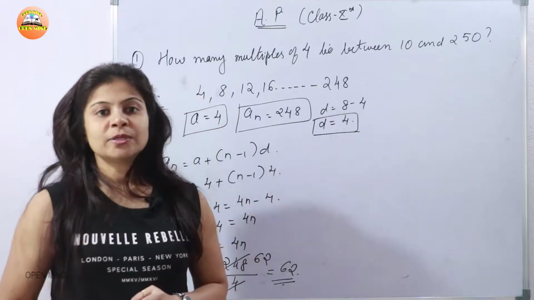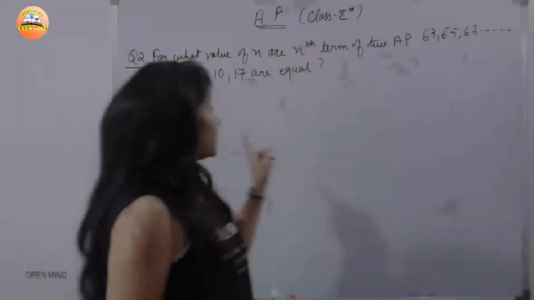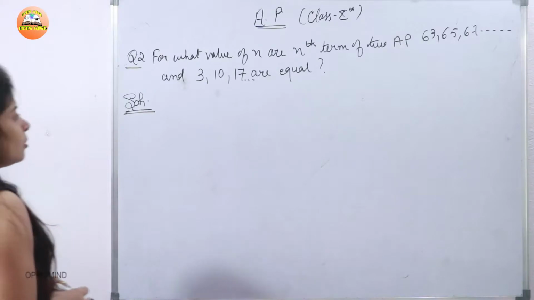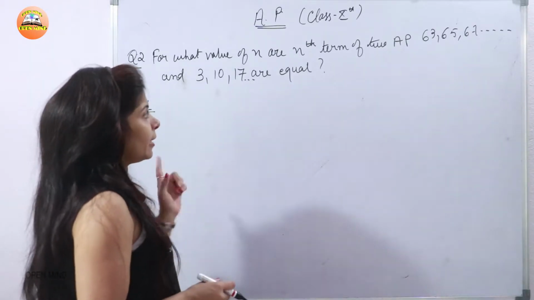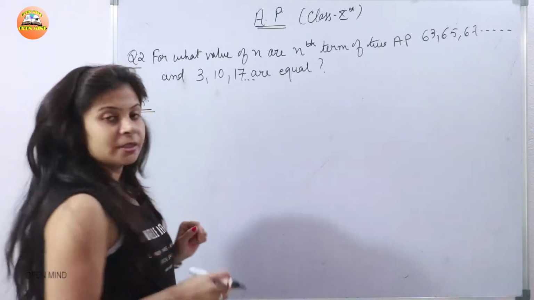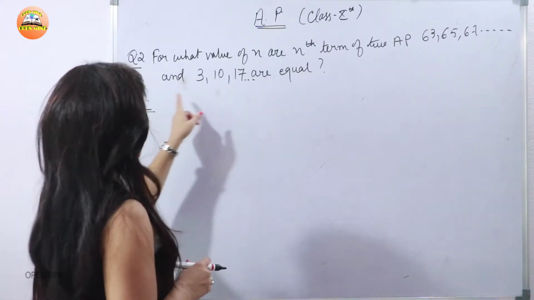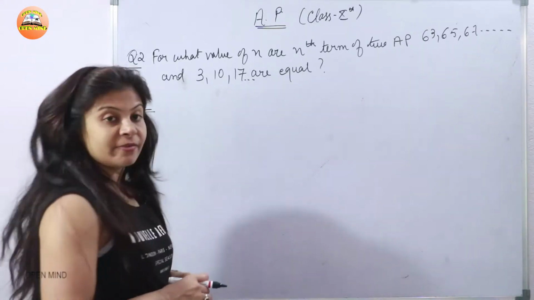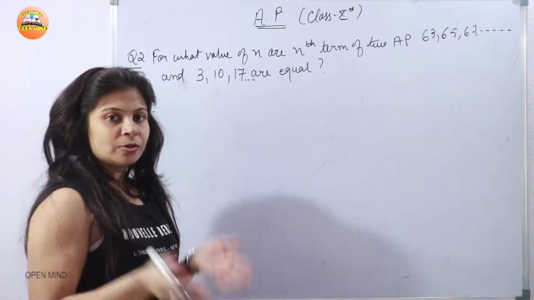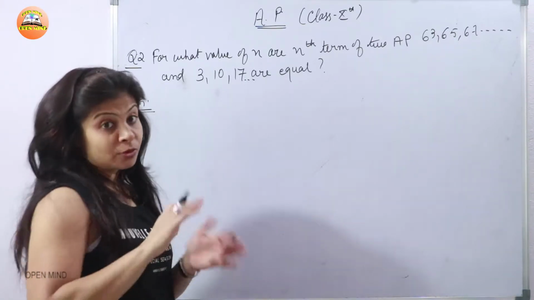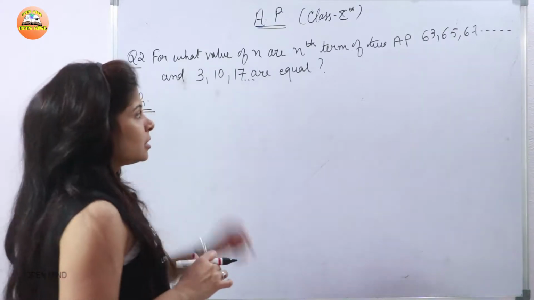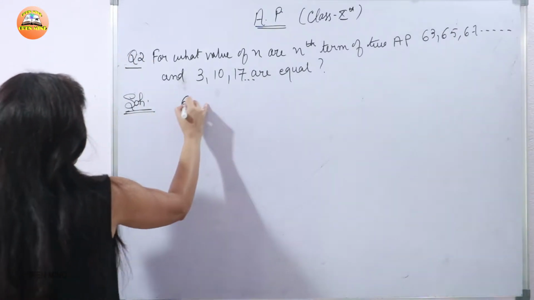Now we'll see some other questions in the same way. Again, this is a very different type of question. For what value of n are the nth terms of two APs equal? Here two APs are given to us. The first AP is 63, 65, 67 and the second AP is 3, 10, 17. They both are equal. So in which term do both values come out equal? Now let's see how we solve this question.